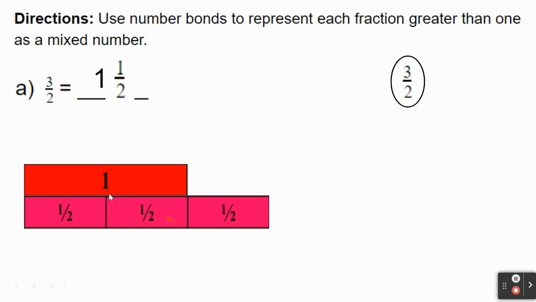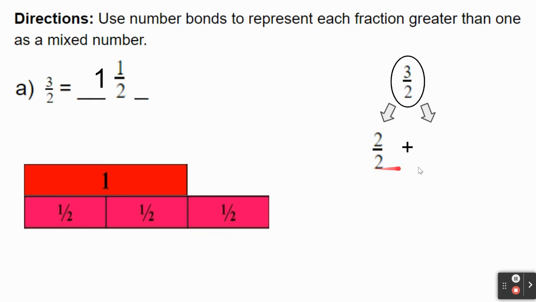We're starting with 3 halves because that's what's given to us here. We can break this apart by representing this as 1 whole and adding it to whatever's left over. Well, if we want to represent this as 1 whole, we can write this as 2 over 2. We see that because here we need 2 half-size bar pieces to make up 1 whole. So here we have 2 halves, or 2 over 2.